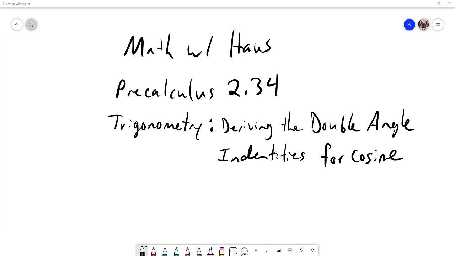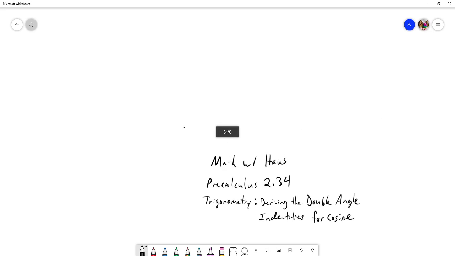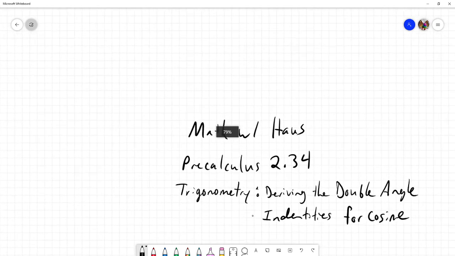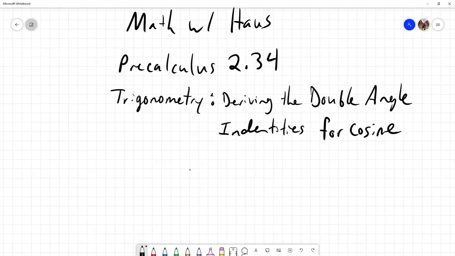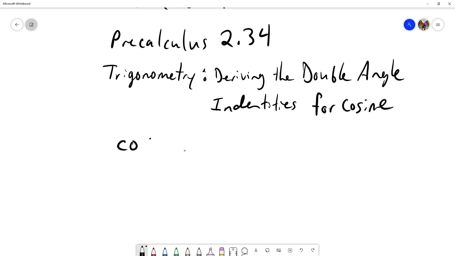We're going to continue our investigation in trigonometry by deriving the double angle identities for cosine. That's why identities is plural here. Alright, so, oops, that's awkward. Let's zoom back in. Alright, so the situation is this. We have cosine of 2 alpha. Now, if you watched the last video, you can probably guess our first step here.